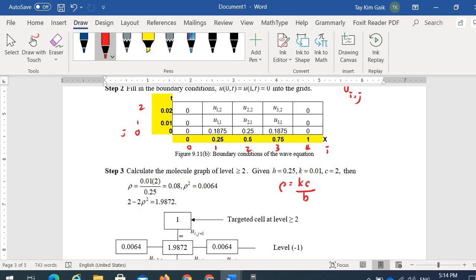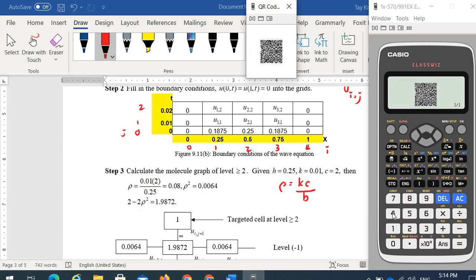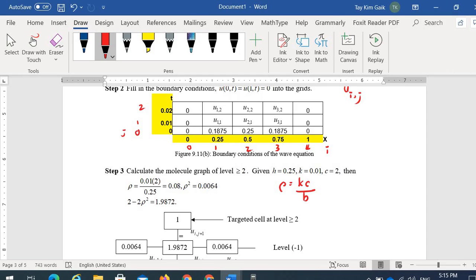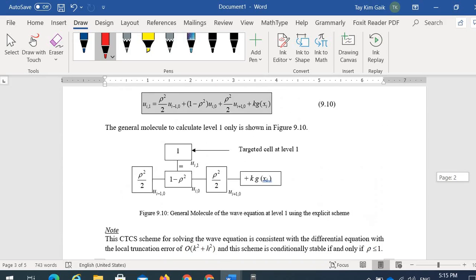Okay, and we calculate 2 minus 2 rho squared. Okay, this is rho squared, this is rho squared. Okay, this cell is 2 minus 2 rho squared. We recall how we get it.